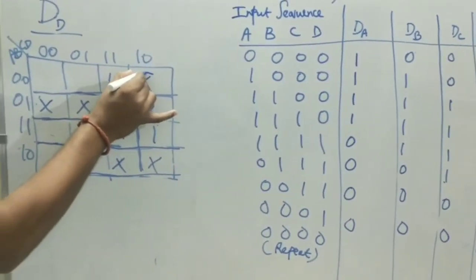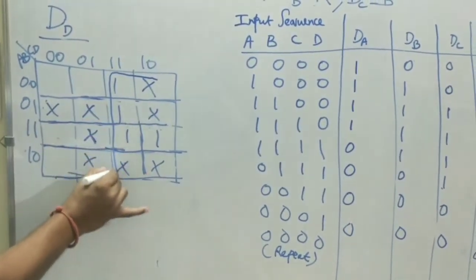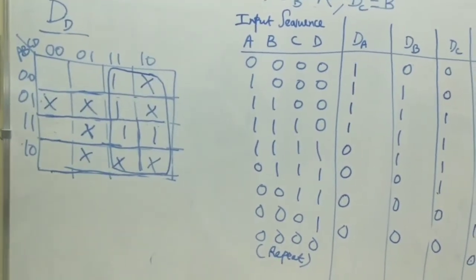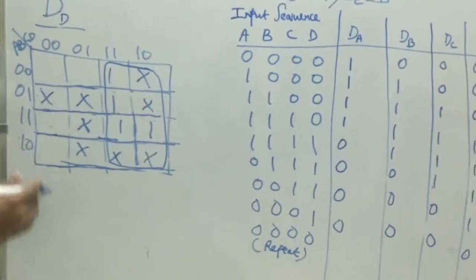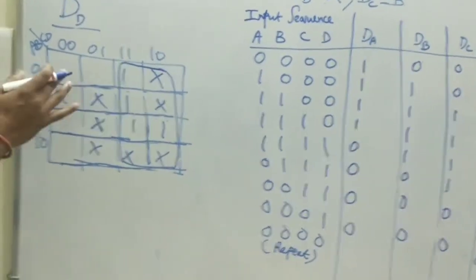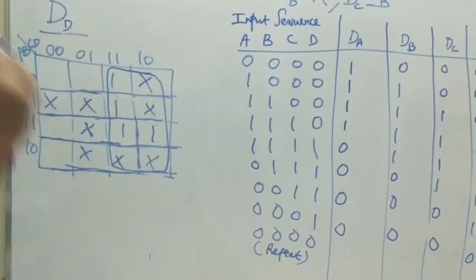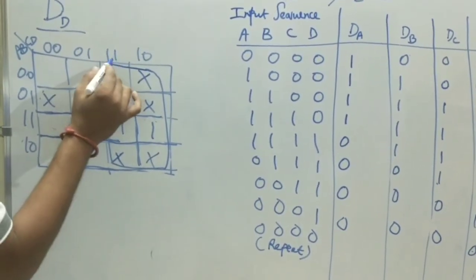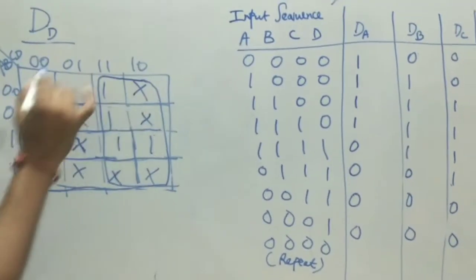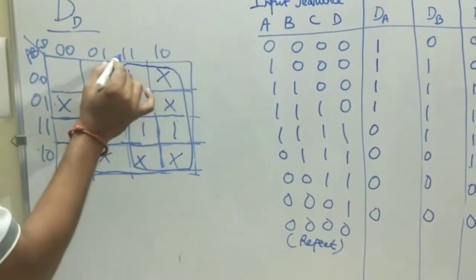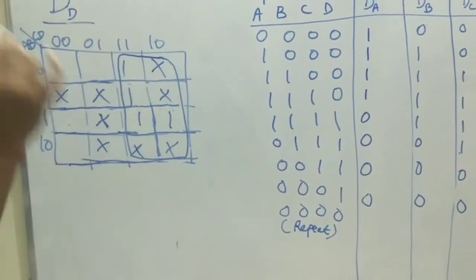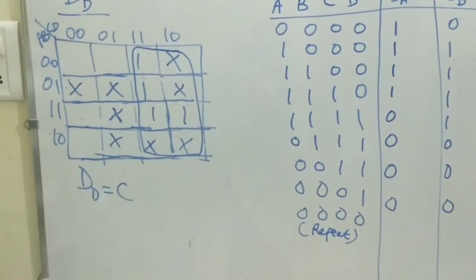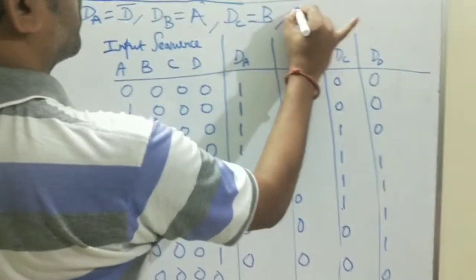Now we can form a quad here. This time AB won't come, we will be taking the value from CD. So among these two comparisons, one bit is common that corresponds to the value of C. That is DD is C.